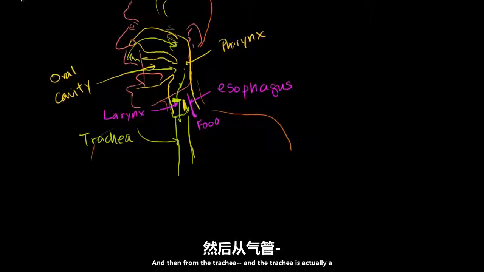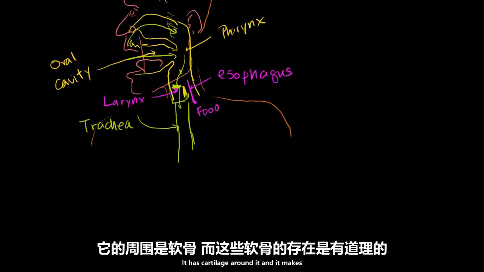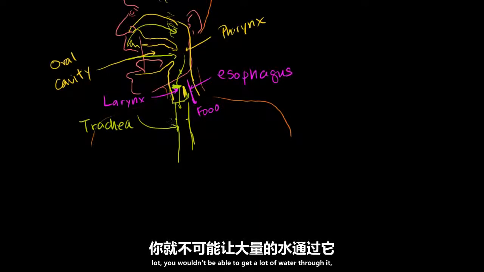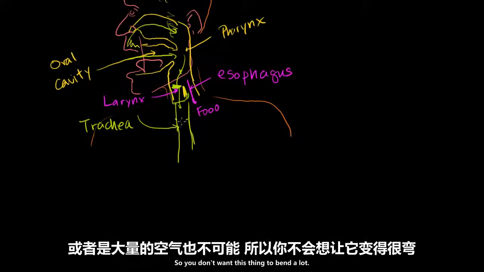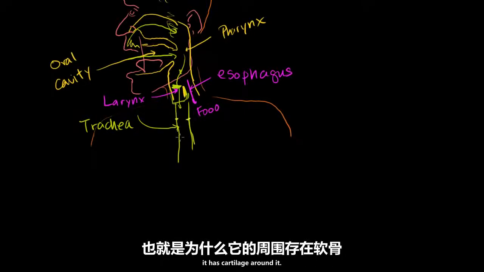And then from the trachea, and the trachea is actually a reasonably rigid structure. It has cartilage around it. And it makes sense that it has cartilage. You can imagine a hose, if it bent a lot, you wouldn't be able to get a lot of water through it or a lot of air through it. So you don't want this thing to bend a lot. So that's why it needs to have some rigidity. So that's why it has cartilage around it.